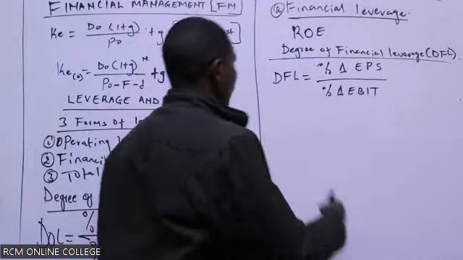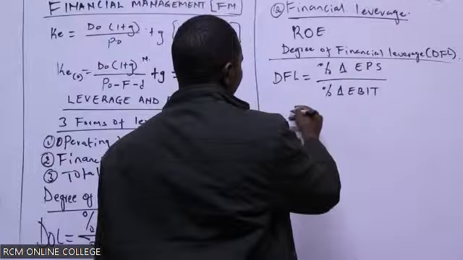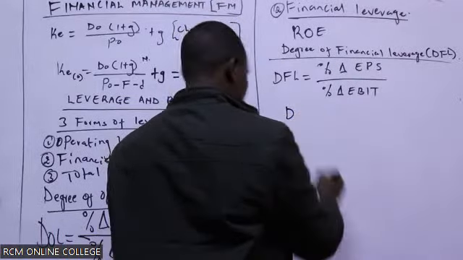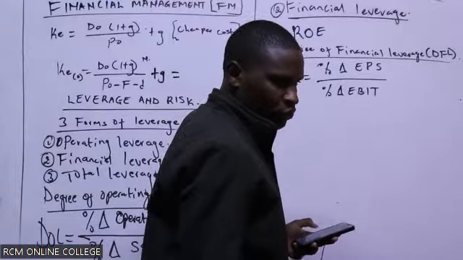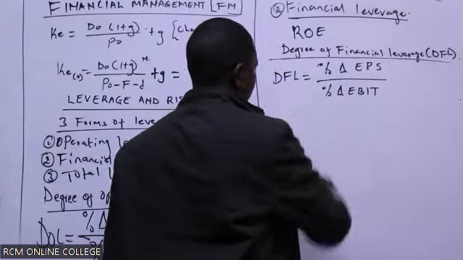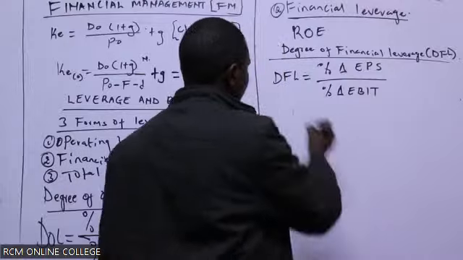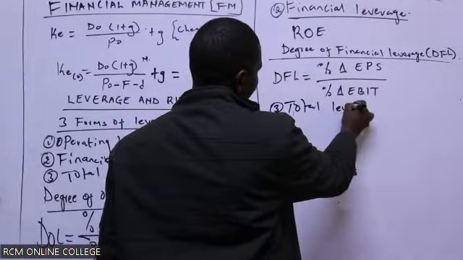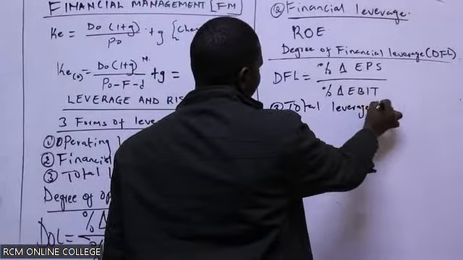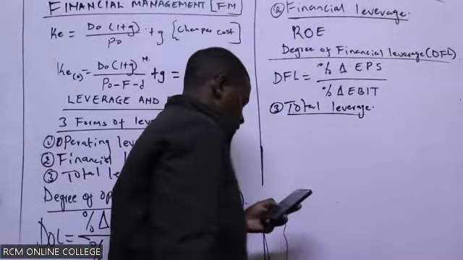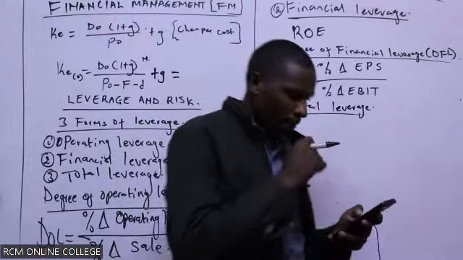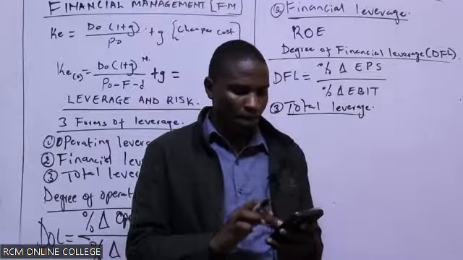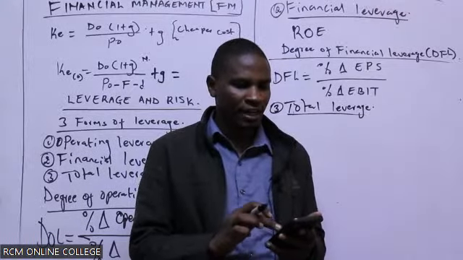Let's look at the last one. It is total leverage. The third one is total. So for the total leverage, you just say it is the combined effect of both operating leverage and financial.